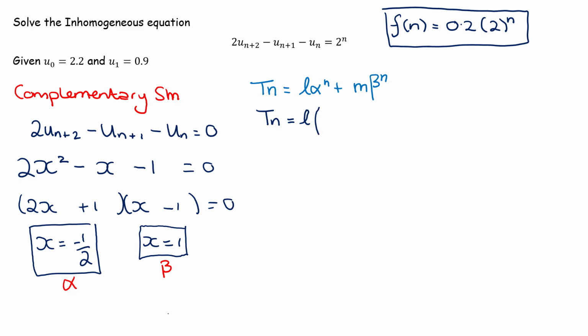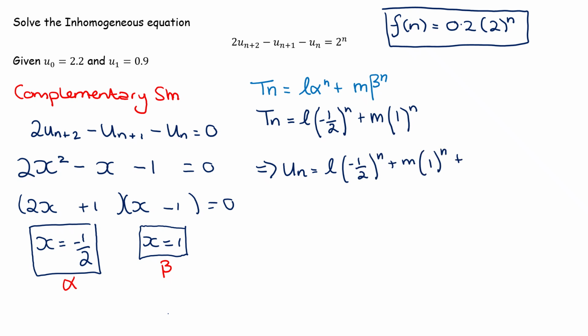So L alpha, that's minus half to the power of n. This is a case where if you had that power in the wrong place, you're going to be in trouble. If you had it inside the bracket, that's going to give us a different answer. So it's really important in this step that your power is outside the bracket. You're subbing in for alpha and for beta, they go in brackets and that power is outside. So that's our complementary solution. And that means our final answer for un is going to be L times minus a half to the power of n plus M times 1 to the power of n plus 0.2 times 2 to the power of n.